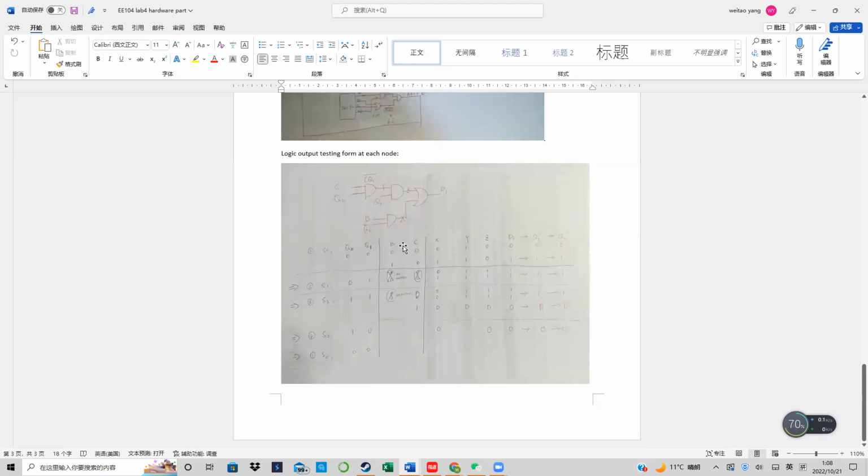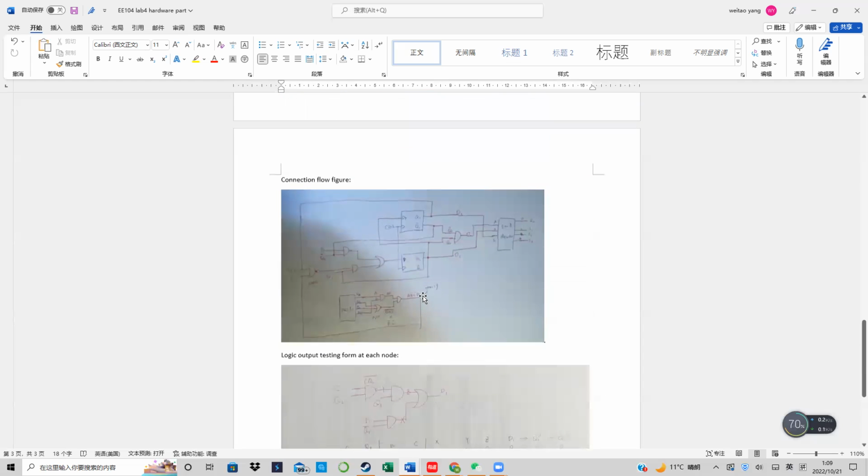And here is the testing form for each situation: when in state S0, what the output is supposed to be, and S1, S3, S2, and so on. That's how I tested.